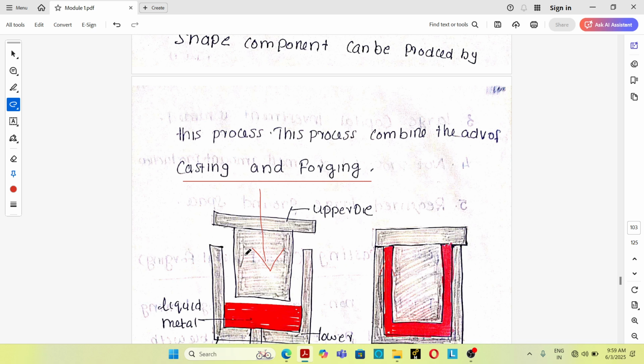So this is all about different classification of casting process. Okay, thank you.